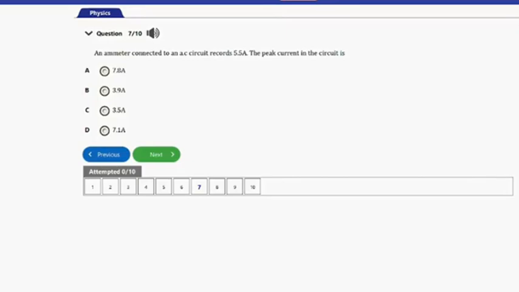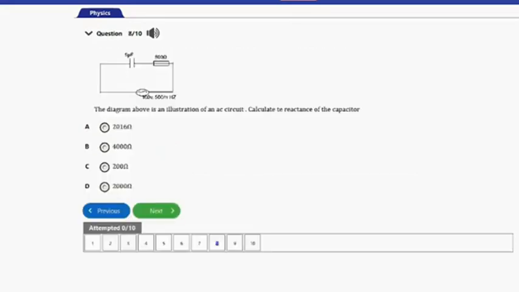All we just need to do is to recall that the root mean square current times square root of 2 is equal to the peak current. So we're going to have that the peak current will be equal to the root mean square current, which is 5.5 amps, then times root 2. So this will give us 7.8 amps, and that's option A here, guys. So that's it for this question. Let's go ahead and consider the next question, guys.